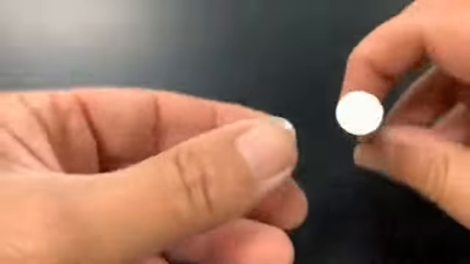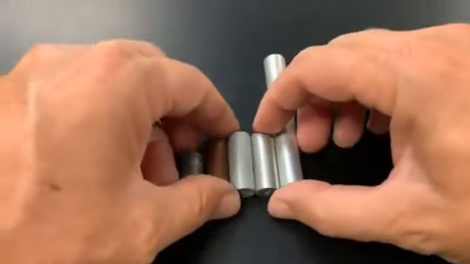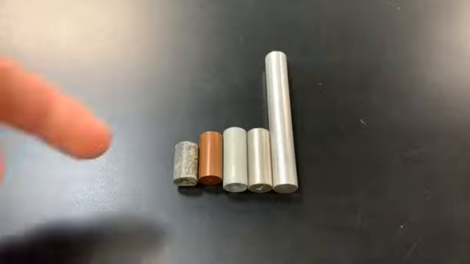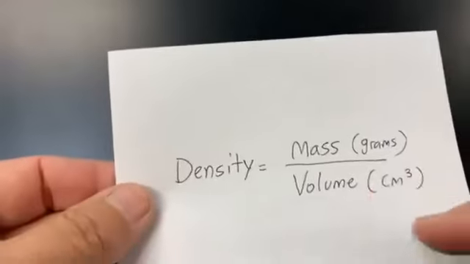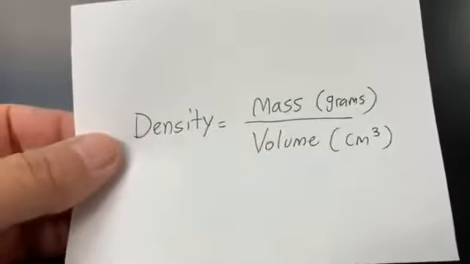Now the diameter of these cylinders is the same, but what is different is they have different lengths. So what can we say about the volume of all of these? Well, we can say the volumes of all of them are different. So in the equation, this would be different. The volumes would all be different. The next thing we should talk about is the mass.